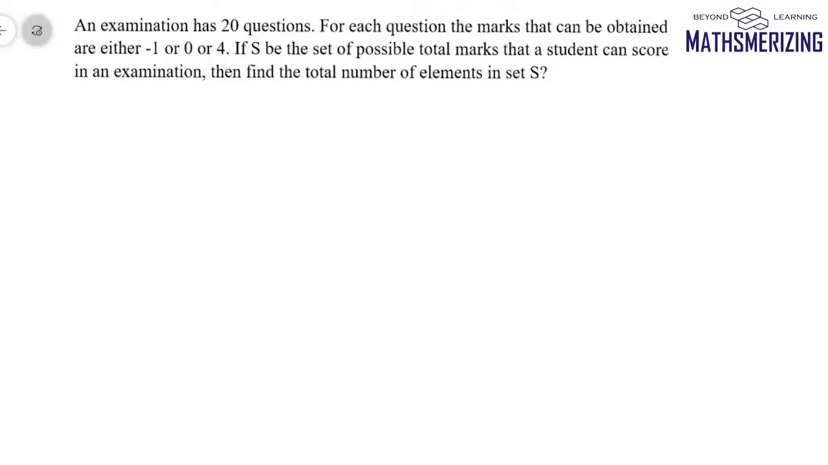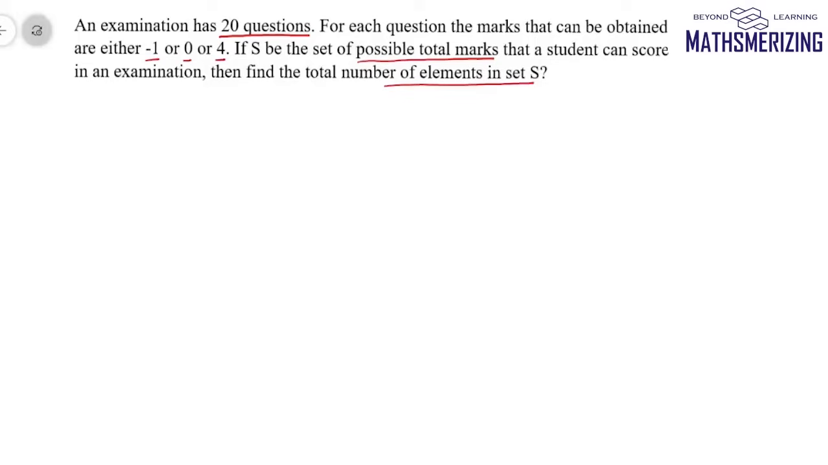Now I got this interesting question from one of my students. The question is, if an examination has 20 questions, and for each question the marks that can be obtained are either -1, 0 or 4, and if S is the set of possible total marks that a student can score in the examination, then we need to find the total number of elements in set S. That is, if in a question a student can get either -1 or 0 or +4, and there are 20 such questions, what are the possibilities of total marks that this student can score?